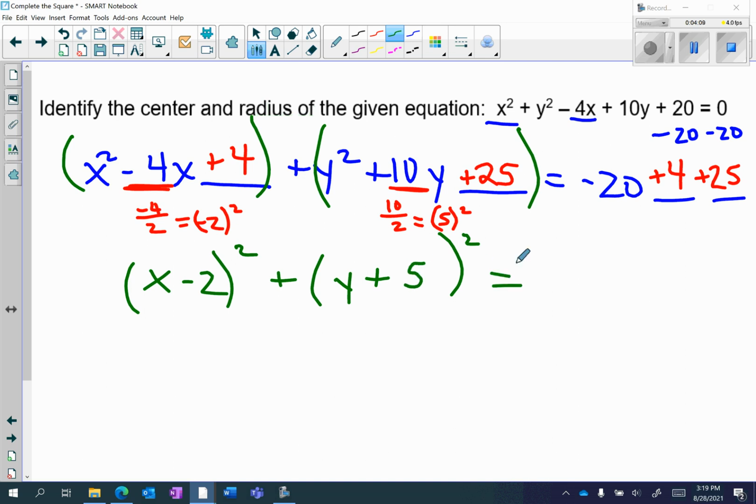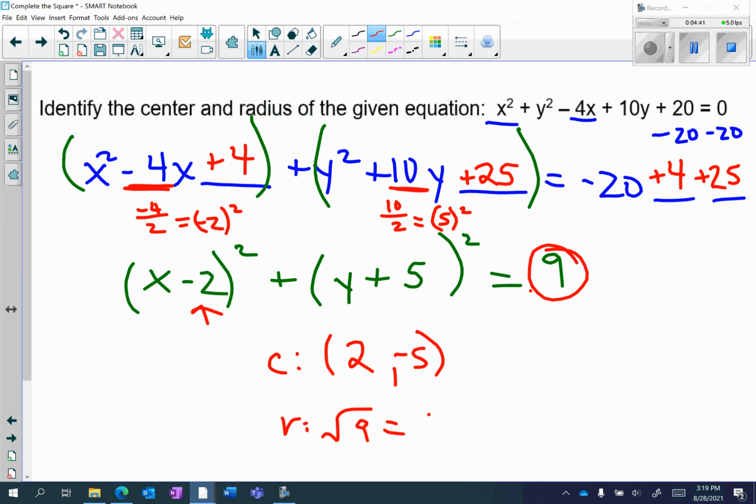Is equal to, and then we have to add negative 20 plus 4 plus 25. So it's really negative 20 plus 29, which really gives me 9. Now I can easily identify my center. My center is going to be the opposite signs. So this is negative 2, so this is really going to be a positive 2. This is a positive 5, it's really going to be a negative 5. And the radius is the square root of whatever's on the right side of the equal sign. So the square root of 9 is really 3. So after completing the square, I'm able to identify the center, which is 2, negative 5, and the radius, which is 3.